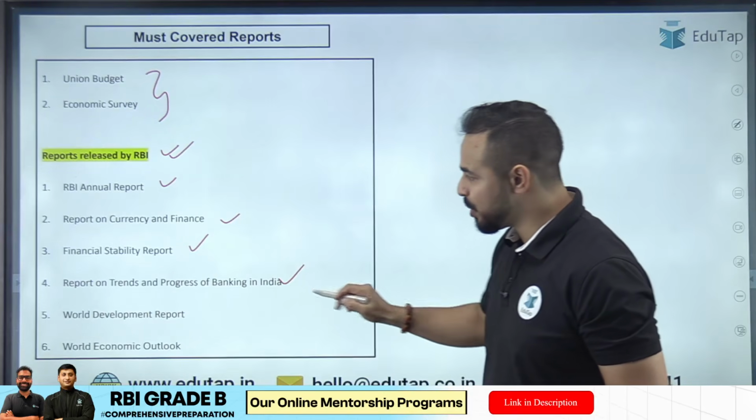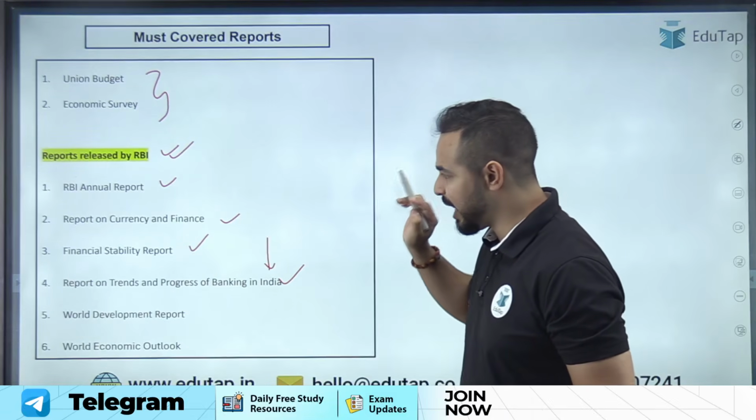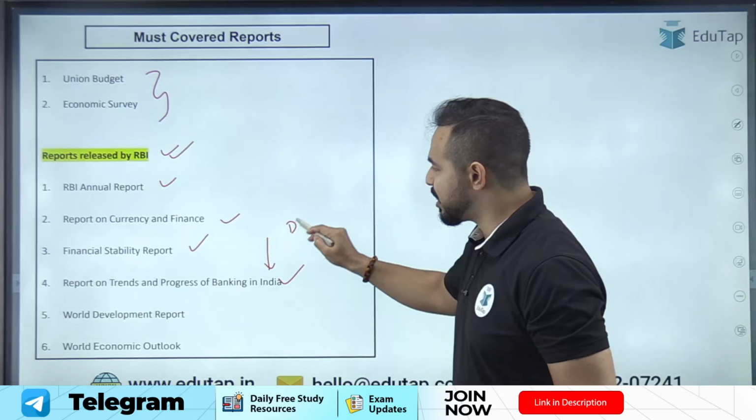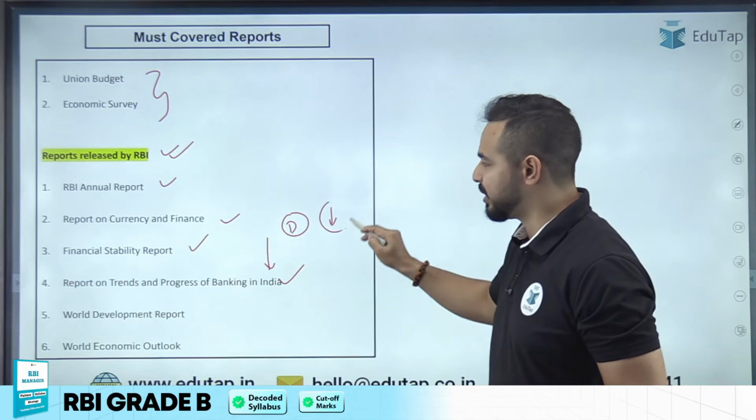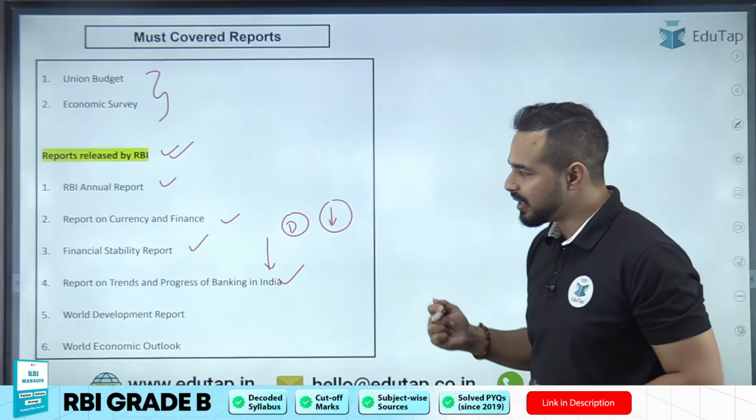दोस्तों यहाँ पर अगर रिपोर्ट्स ऑन ट्रेंड्स एंड प्रोग्रेस ऑफ बैंकिंग की बात की जाए, सो बेसिकली ये रिपोर्ट दिसंबर के अंदर रिलीज की गई थी. सो अगेन इस रिपोर्ट को आप लो प्रायोरिटी पर रख सकते हैं. ओके, इसके बाद आगे बढ़ते हैं.